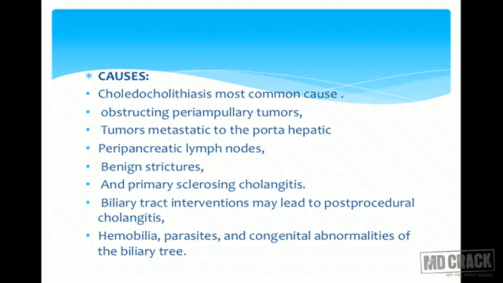Then comes obstructing periampullary tumors. Then tumors metastatic to the porta hepatis region. Then peripancreatic lymph nodes. Benign strictures and primary sclerosing cholangitis can cause recurrent attacks of cholangitis. Biliary tract interventions may lead to post-procedure cholangitis. Along with hemobilia, presence of parasites in the biliary tree such as Ascaris, and congenital abnormalities of the biliary tree can cause cholangitis. So there are various factors which can cause cholangitis, among which choledocholithiasis is the most common cause.